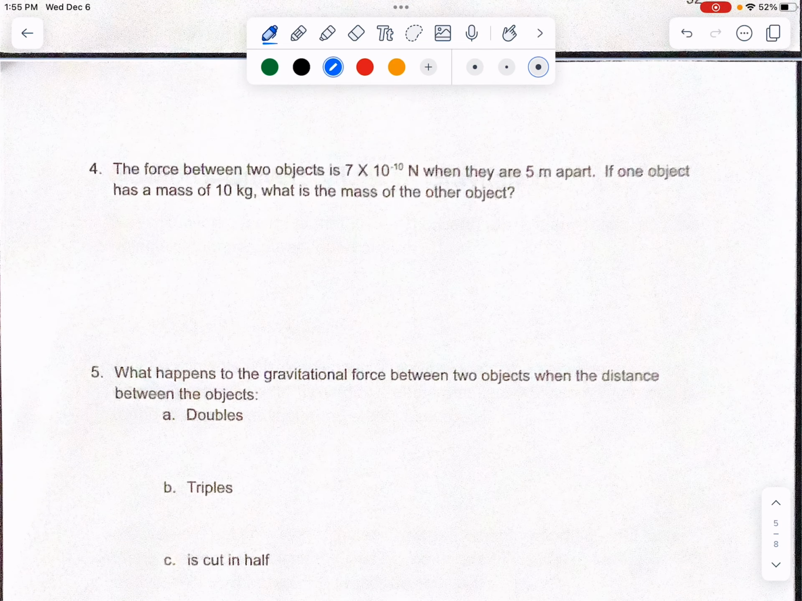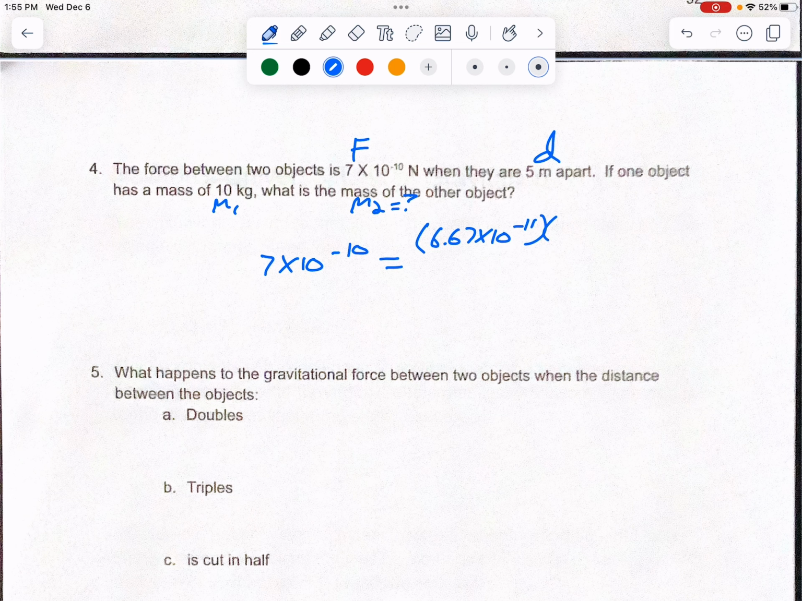Okay, so we're going to move on to the next one. The force between two objects is 7 times 10 to the negative 10 newtons. So there's our F. When they are 5 meters apart, so there's your distance. If one object has a mass of 10 kilograms, we'll just say it's mass 1. That means we're looking for mass 2. So we're going to plug in. 7 times 10 to the negative 10 equals big G, 6.67 times 10 to the negative 11, times mass 1, which is 10, times mass 2, which we don't know. I'm going to leave it as M2. You can put it as X if you want to. And then your distance is 5 squared.